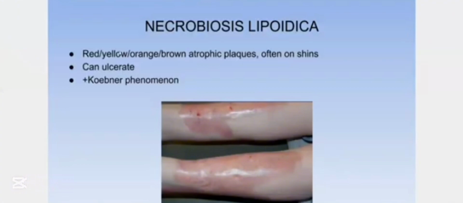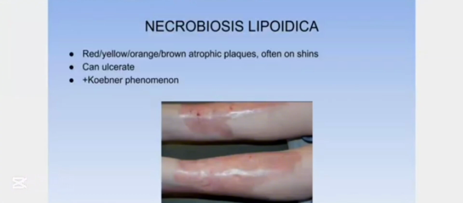These usually present as red, yellow, orange or brown atrophic plaques, often on the shins. They can be associated with diabetes mellitus, but not every patient with diabetes is going to develop NLD. And this pattern of inflammation that we saw here comes under the palisaded granuloma pattern actually.